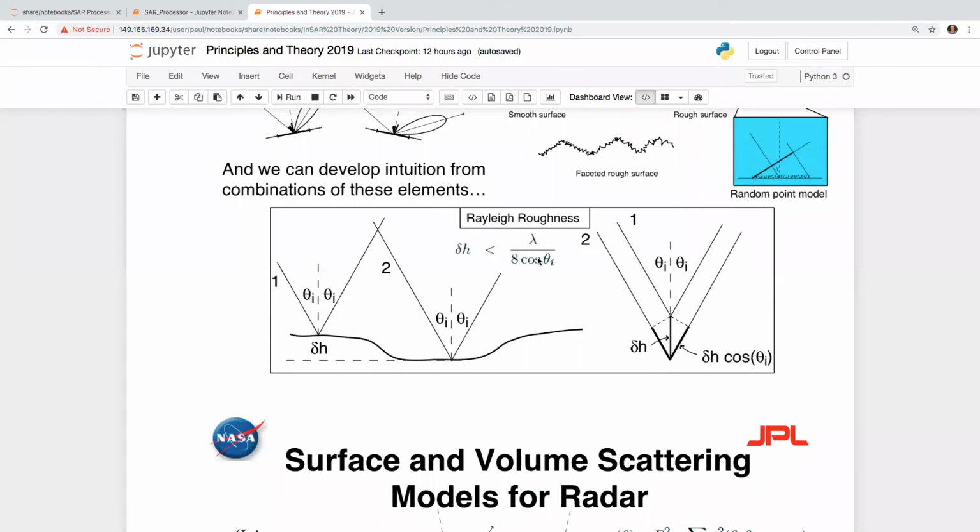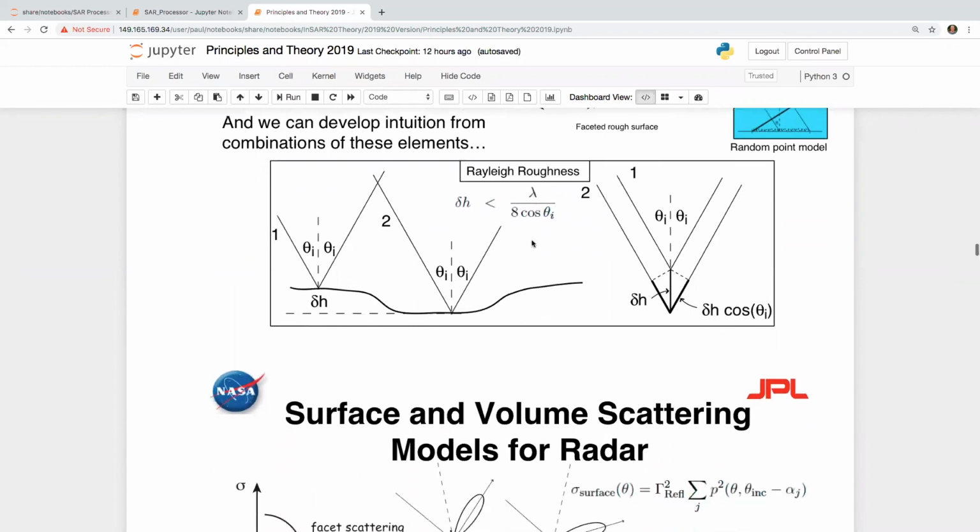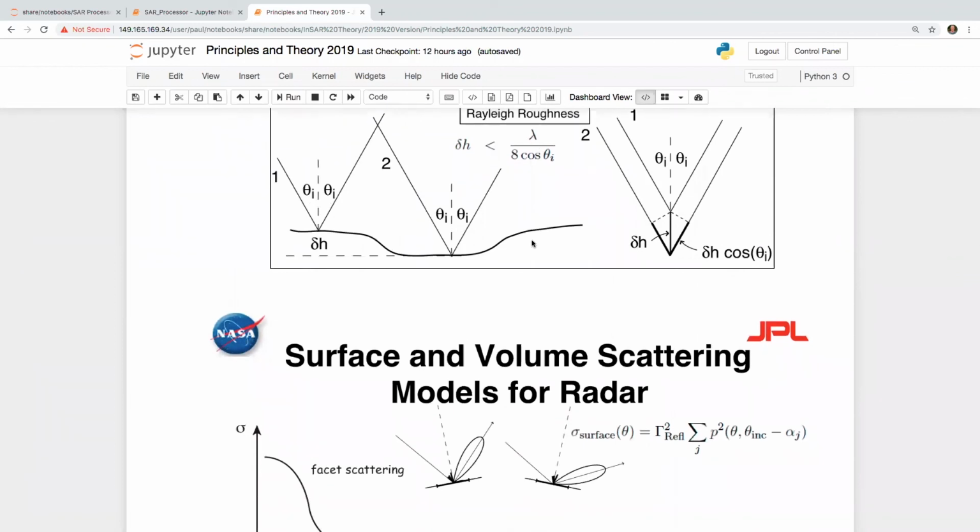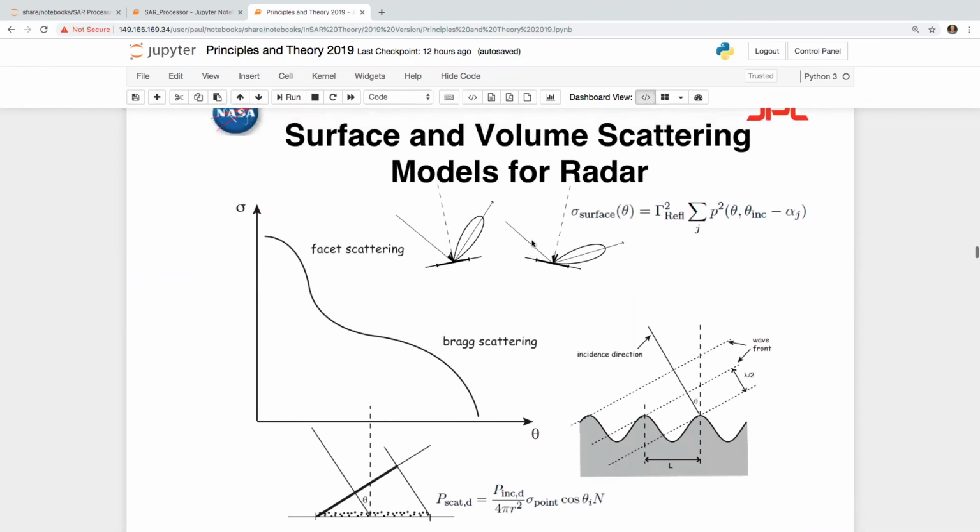And that's similar to what you saw for the sphere. If you're sized according to the particle size, it's considered a good scatterer. If it's much smaller than the particle size, then you don't get much signal back.